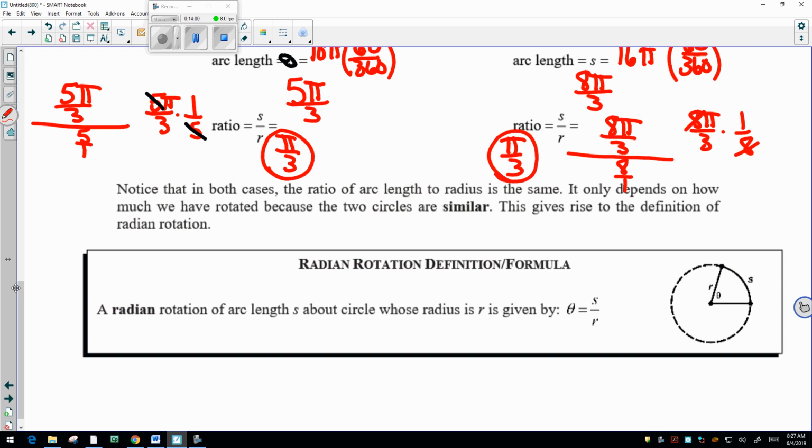So a radian rotation of arc length S about a circle whose radius is R is given by this formula. So theta equals S over R, theta being the angle measure. So this is like saying my angle measure is equal to the arc length divided by the radius. So we're going to try that formula.